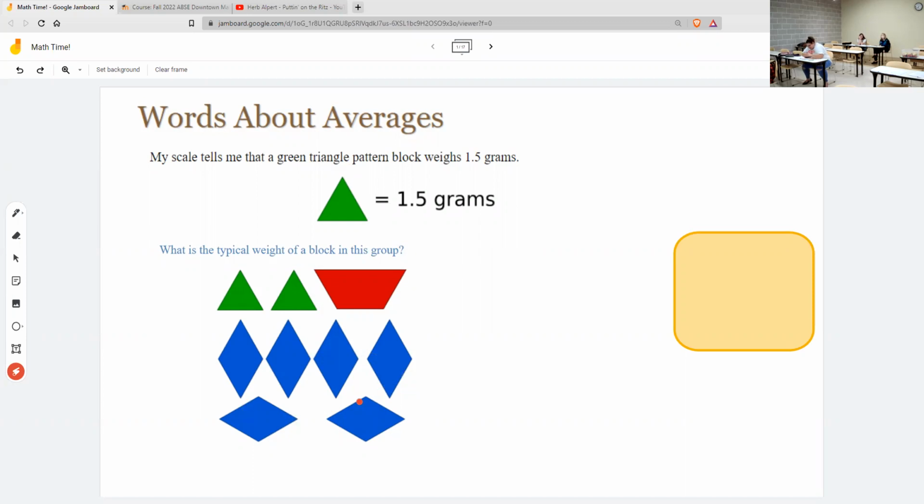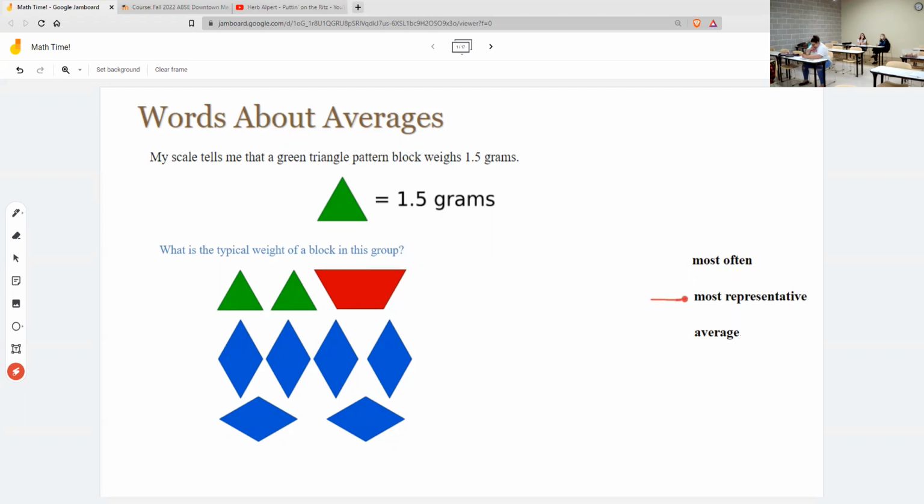Okay, so there's 3 ways that people answer this. One of them is the way that 2 groups already said things. Which block happens the most often? That's the thing we'll call typical. There's more blue diamonds than anything else in the group. So blue diamonds are typical, and whatever they weigh is the typical weight. Make sense?